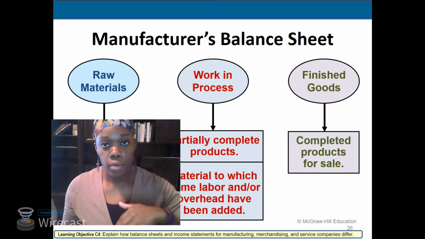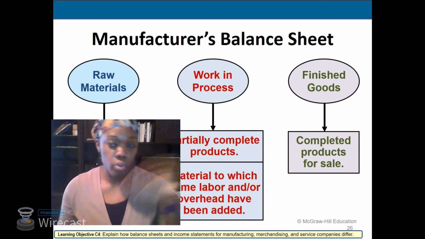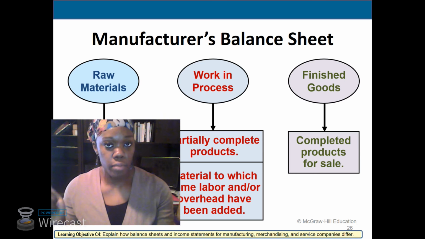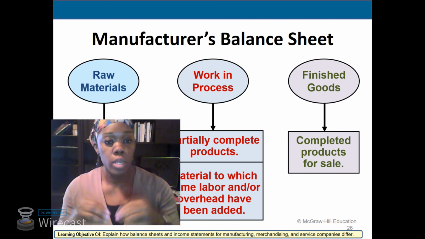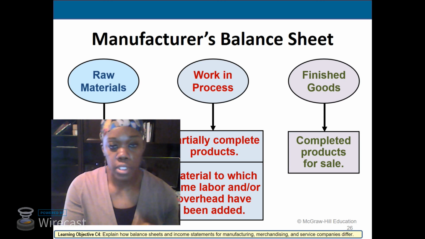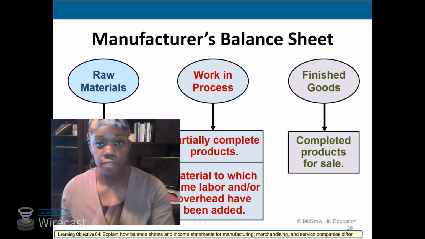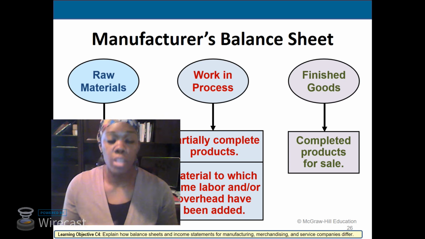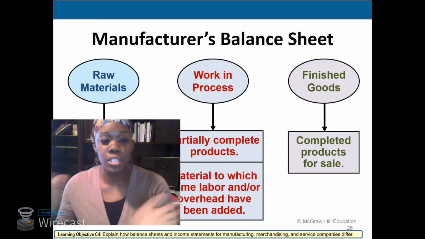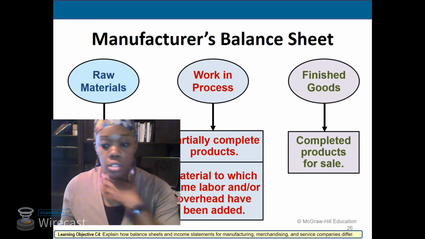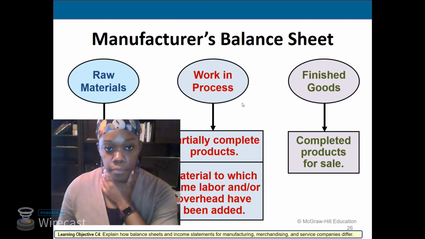Once something has been combined, think about it. If you put the flour into the bowl with the milk, can you pull the flour back out and separate it from the milk? No, you can't. Okay. So once it's in work in process, it can't go back to raw materials. And once it's been baked as a finished good, it can't go back to being work in process. So if you think about it, it just kind of makes sense, right? It's just the way the process works.